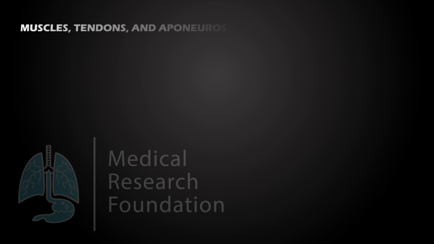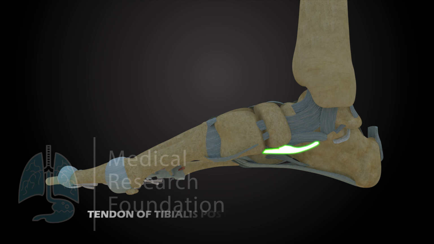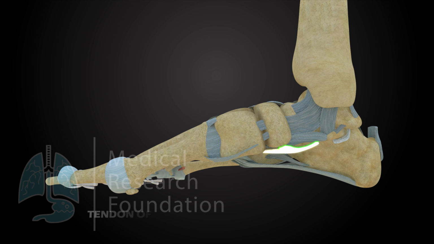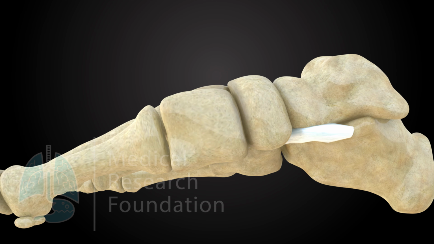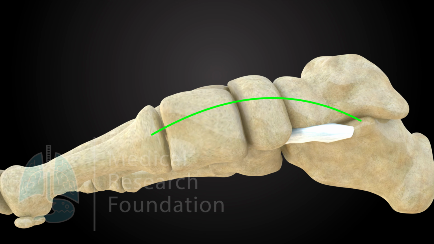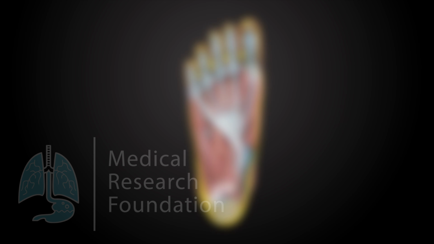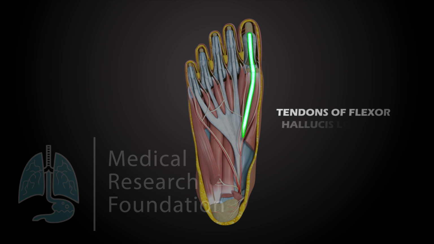Muscles, tendons, and aponeurosis, acting as slings, that is, suspending the arch from above. The tendon of tibialis posterior, lying underneath the spring ligament, provides dynamic support to the head of the talus and suspends the arch from above. In this endeavor, it is aptly supported by the tendon of flexor hallucis longus.